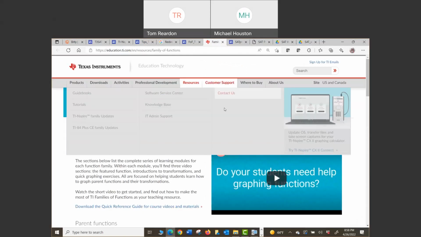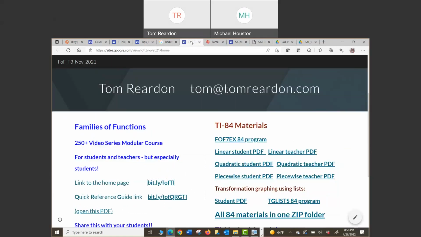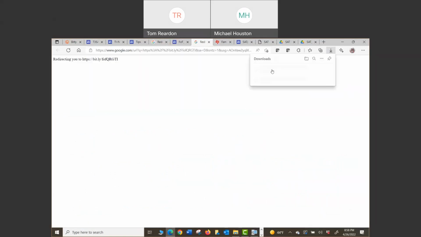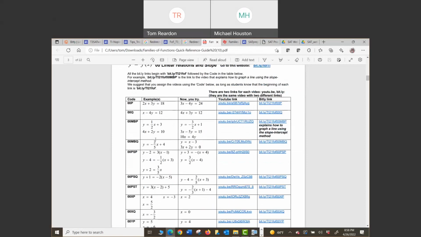I'm also really big on families of functions and making sure students can do transformation graphing. So I will take you to this website, and if you don't look at anything else there, please look at the quick reference guide, okay? Because this will tell your students what they need to know. They'll have a list of equations. If they can't graph these equations, go to this video, and somebody like me will explain that to you, okay?